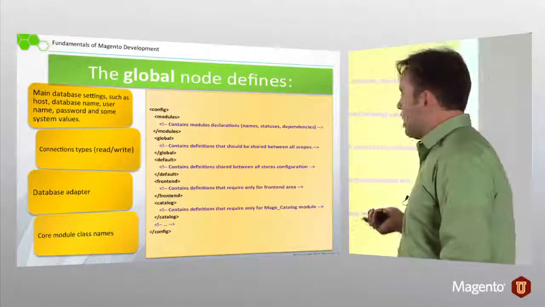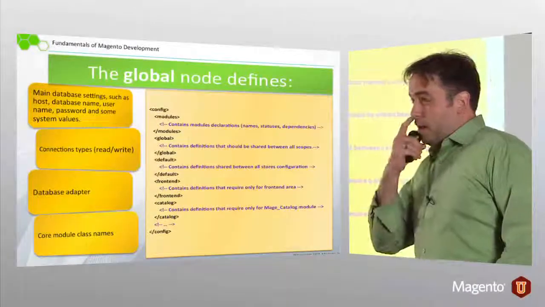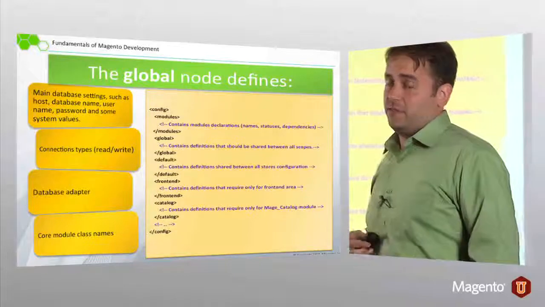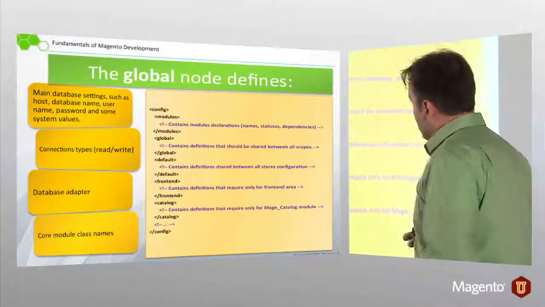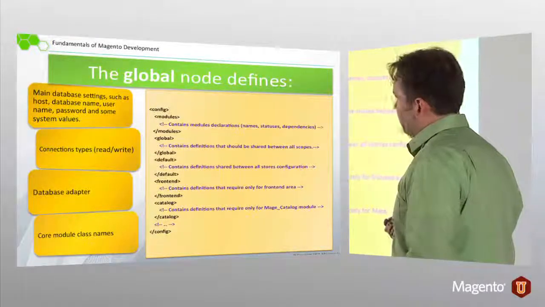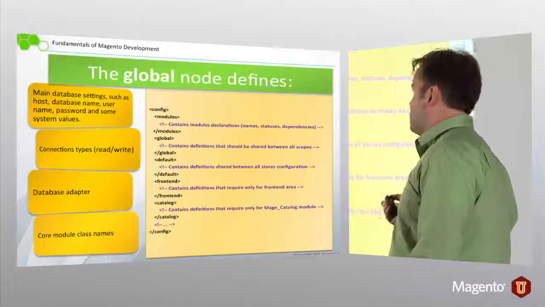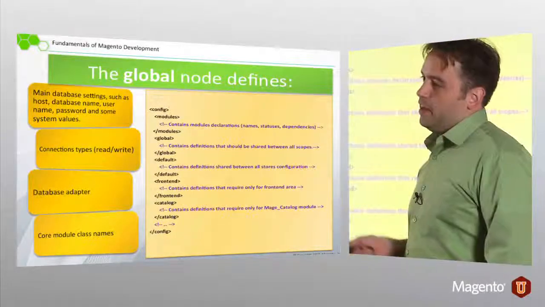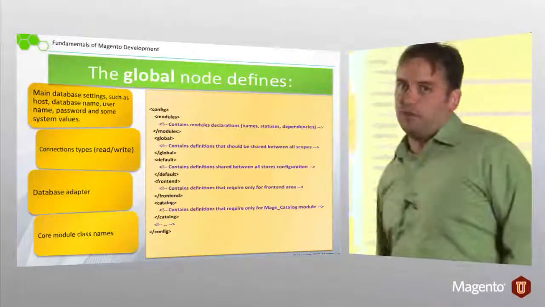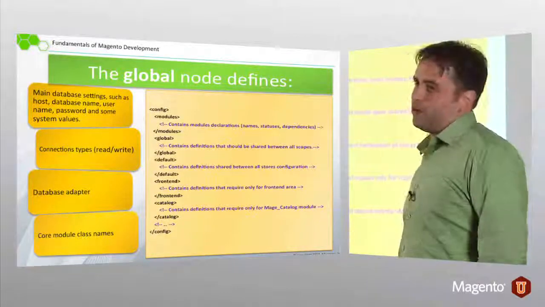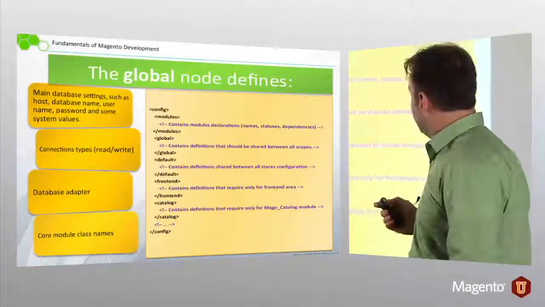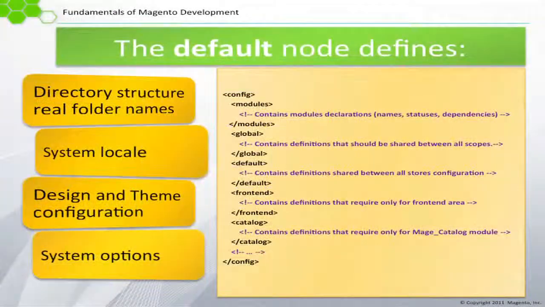Okay, so let's see, what else do we have here? The connection types, so read and write. You can find these also if you look in app/etc config.xml. We set up different connection types, database adapters, and then also some of the core module class names are configured. I think they're there, but they're not necessary. Anyway, a little background.